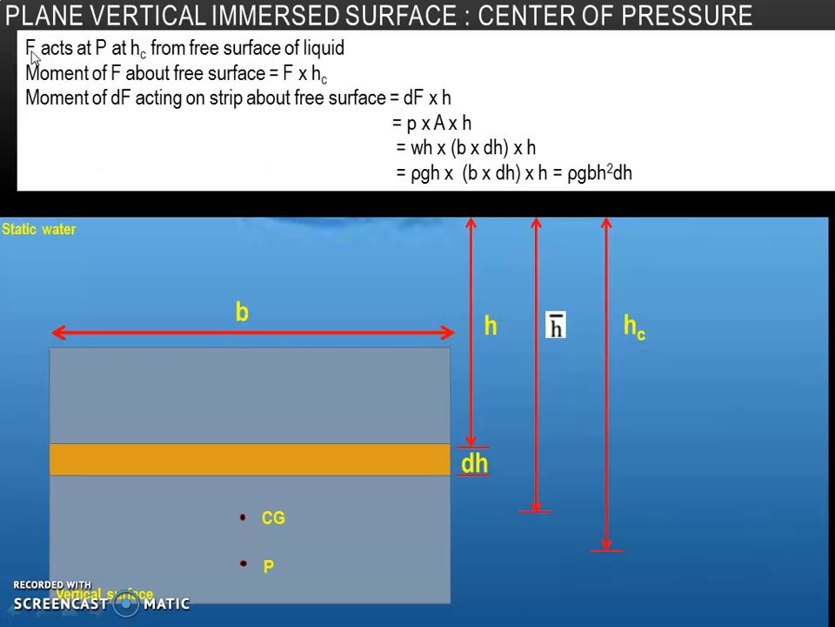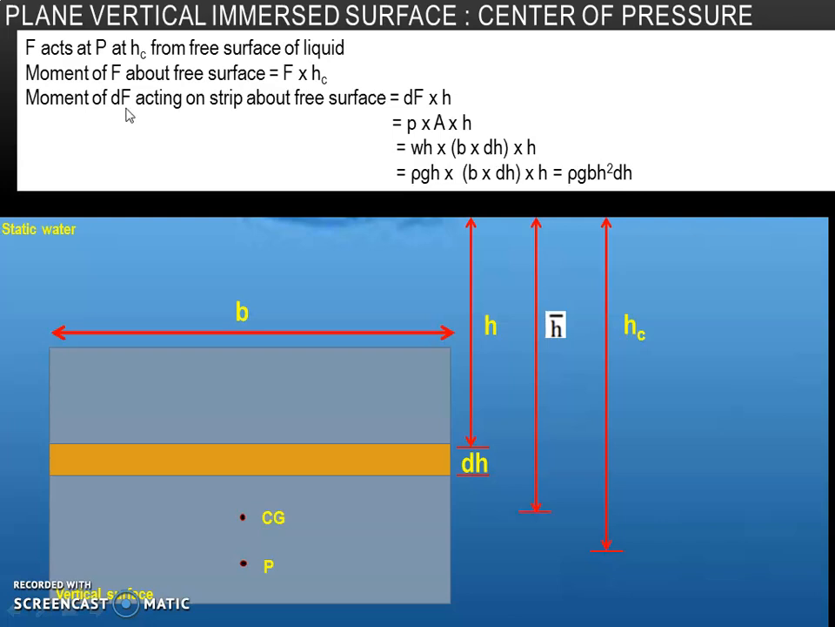The total pressure F acts at point P, which is at distance HC from the free surface of liquid. So HC is nothing but the center of pressure, that is the point at which the total force of liquid would act, and we need to find out the expression for HC. Moment of F about free surface of liquid will be F into HC, that is force into perpendicular distance. F is acting at P, so it is F into perpendicular distance, which is HC.